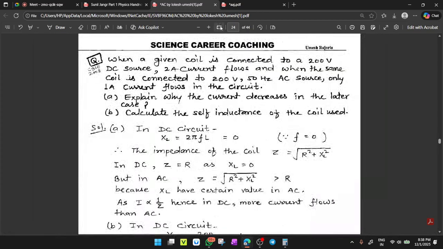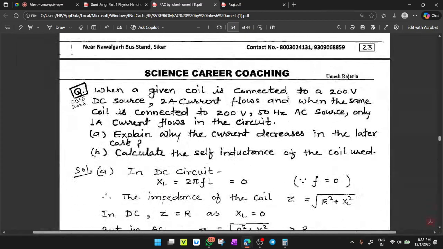Okay students, see this numerical. When a given coil is connected to a 200 volt DC source, this is VRMS, a 2 ampere current flows. And when the same coil is connected to a 200 volt 50 hertz AC source, only 1 ampere current flows in the circuit. Here the DC source means frequency was 0. Explain why the current decreases in the latter case. Second, calculate the self-inductance of the coil.